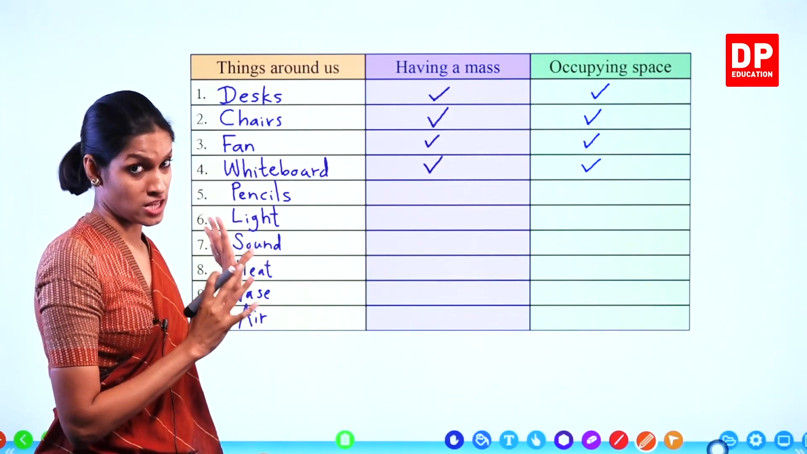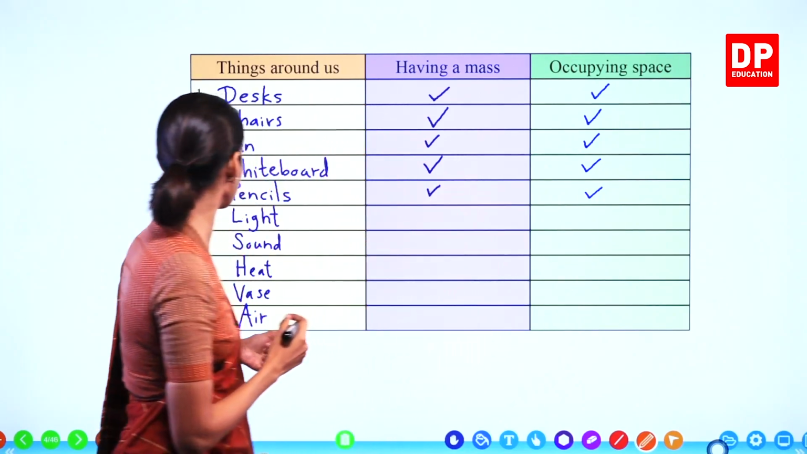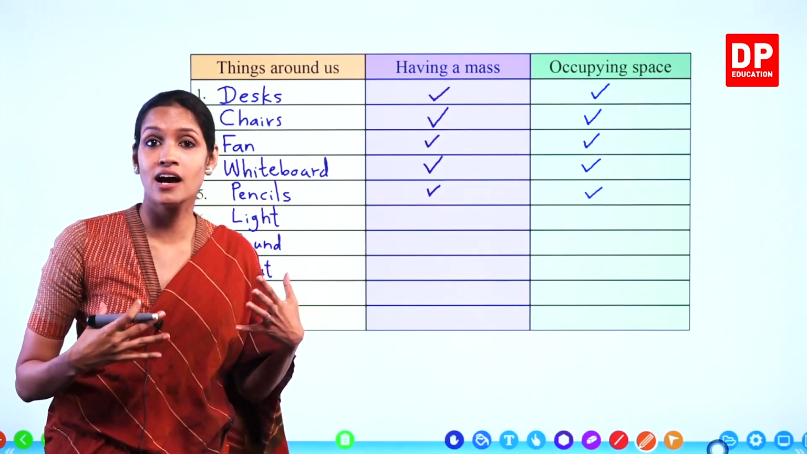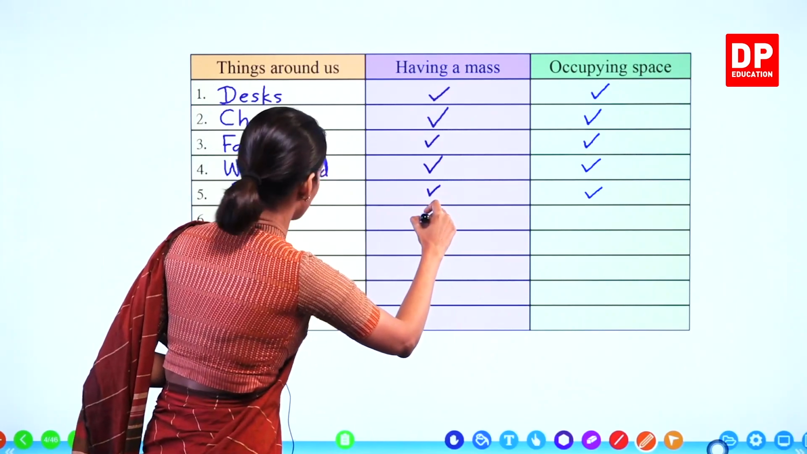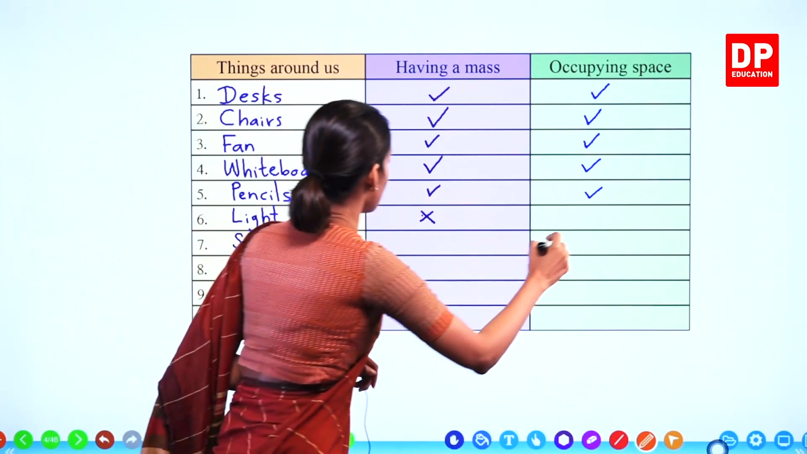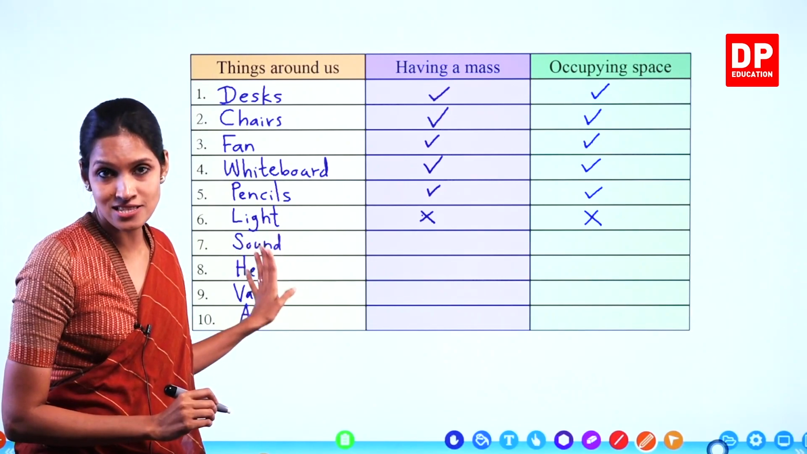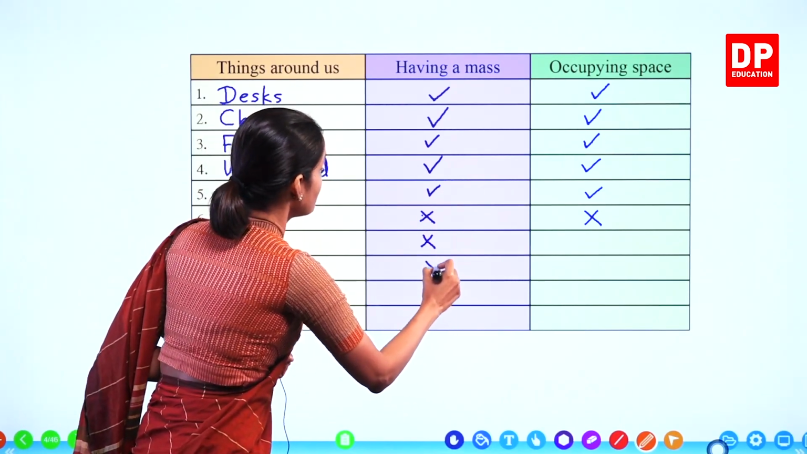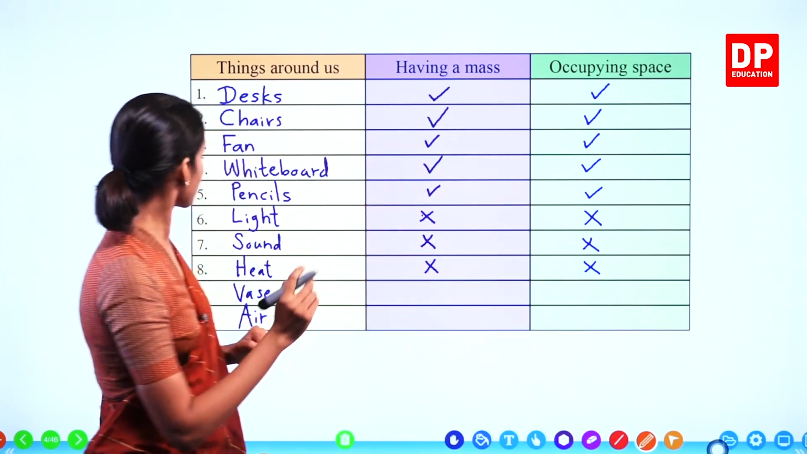Pencils, obviously I explained to you how it happens. Mass is there, space is there. Light, can we measure the mass of light like 100 grams, 200 grams? We'll never be able to do that. So here, no. What about space? Doesn't need space. And I explained to you, when you consider heat and sound, there's no mass and no space as well. Doesn't occupy space.